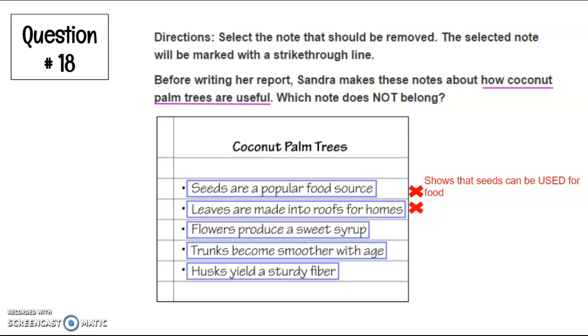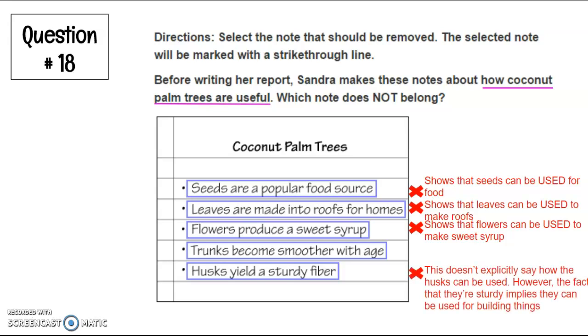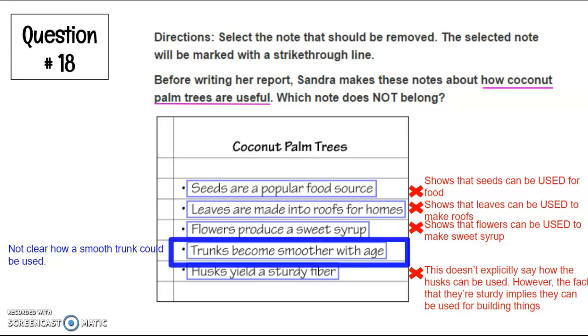Leaves are made into roofs for homes. This shows that leaves can be used to make roofs. So again, shows that palm trees are useful. Flowers produce a sweet syrup. Again, shows that flowers can be used to make sweet syrup. Falls in with that general category of how coconut palm trees are useful. Husks yield a sturdy fiber. So even though this doesn't explicitly say how the husks can be used, it's saying they're sturdy, which implies they can be used for building things. So again, it fits in with that whole idea of coconut palm trees are useful. But it's not clear how a smooth trunk could be used, so that's why that one is the one that doesn't fit in with the others.